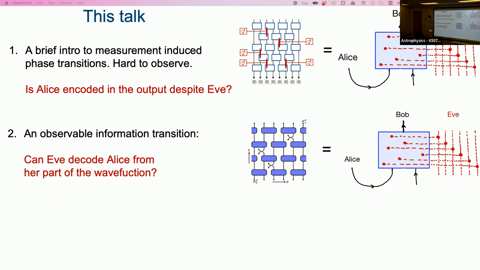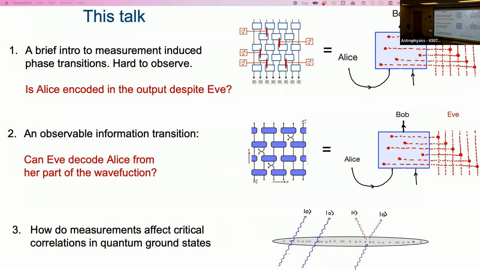And then part two is saying, well, the main obstacle is the fact that we have to do many measurements. And the question is whether we can have a similar kind of phase transition in information flow in the circuit without doing any measurements, and therefore not having this fundamental obstacle, which I'll call the post-selection problem.